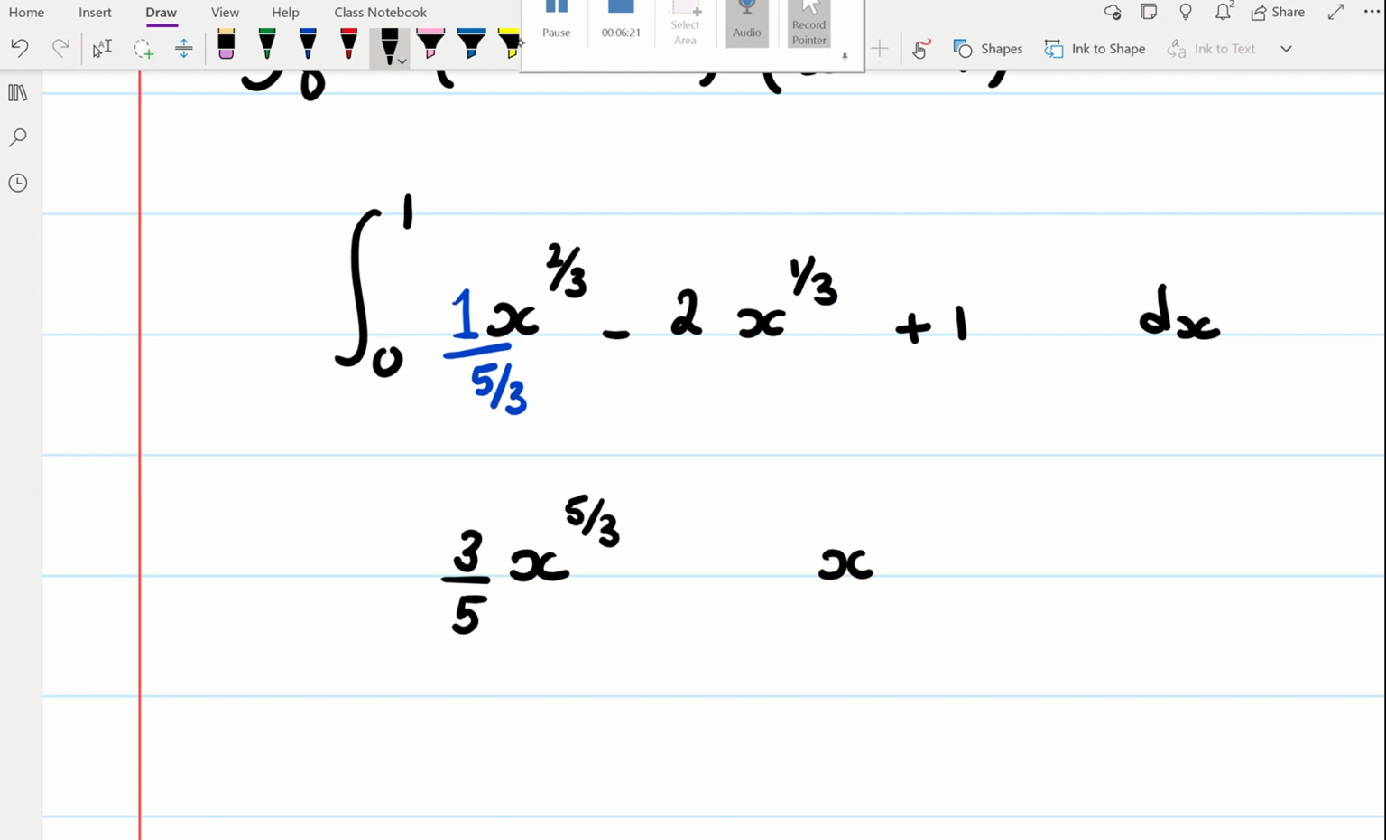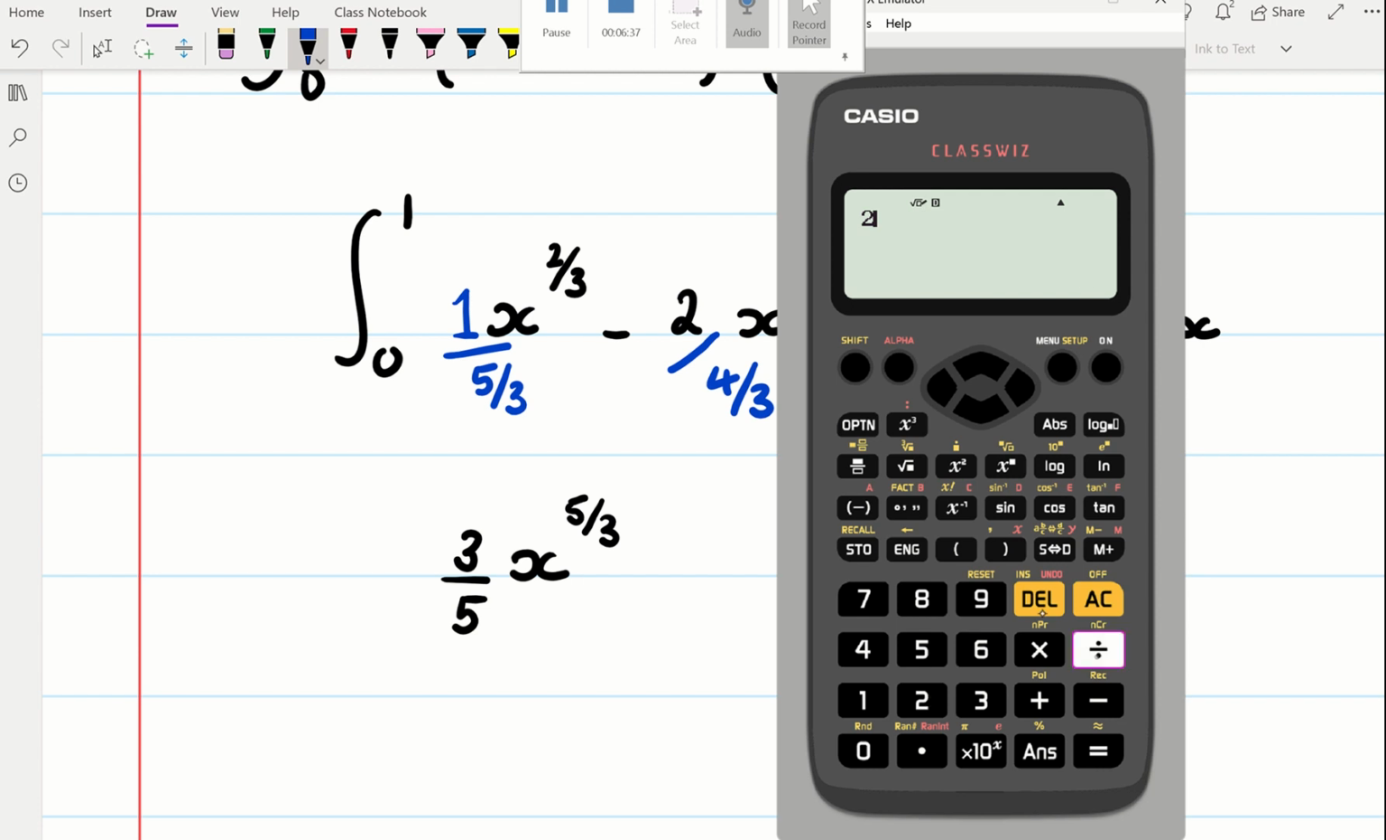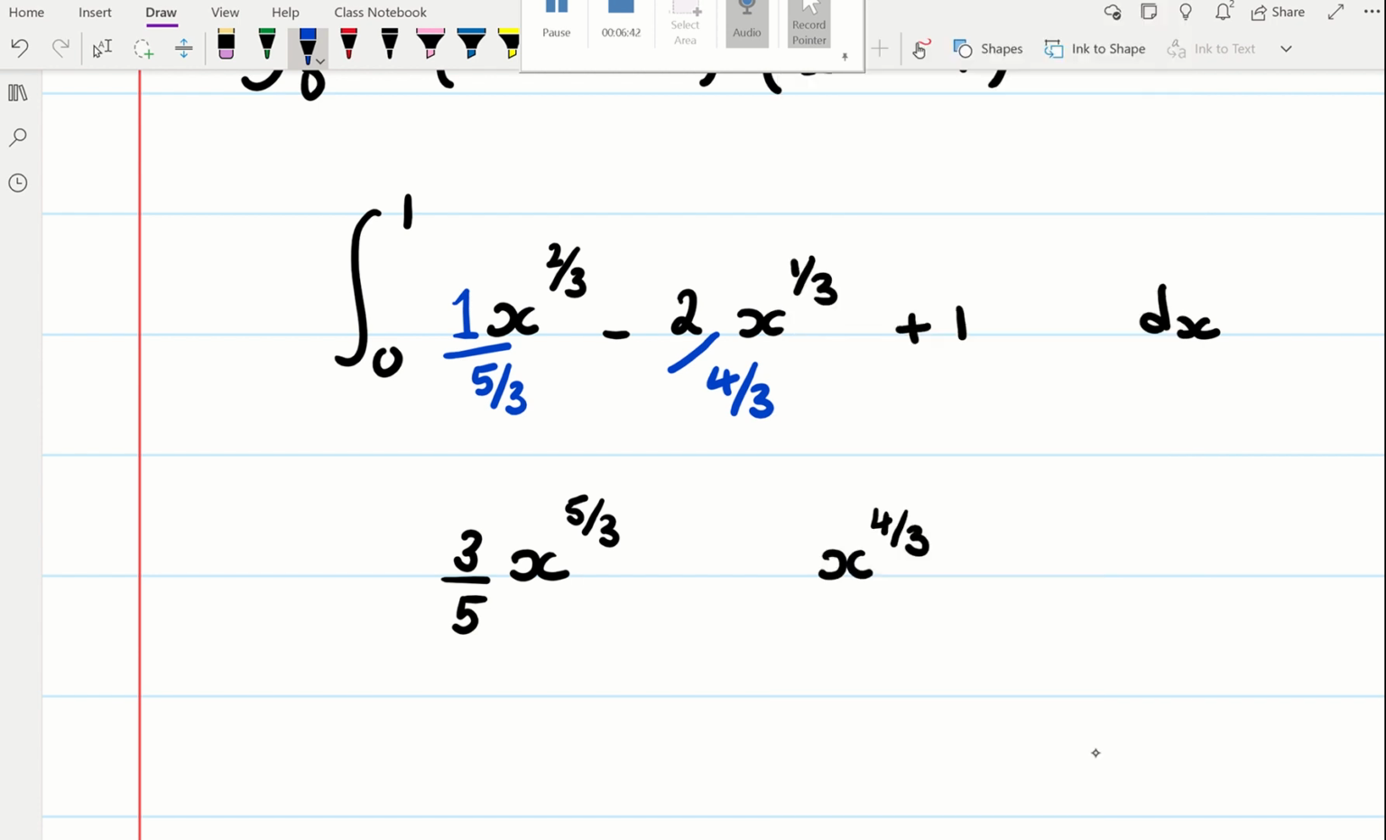And then I also need to add 1 to the third. So 1 add a third is 4/3, and I need to divide that by 4/3. So 2 divided by 4/3 is 3/2, so minus 3/2, and then plus x, plus 1x.